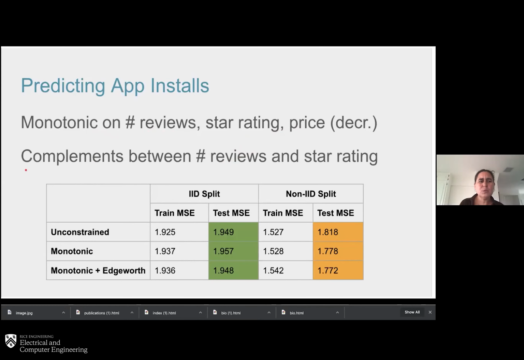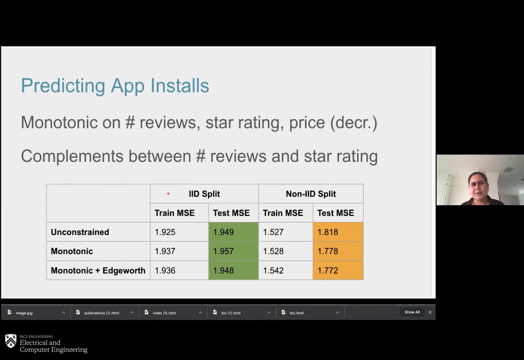And then additionally, we'll have this other line, monotonic plus Edgeworth. We're also constraining that the star rating and the number of reviews should be complements. So the star rating is basically an average, right? If you say, well, the star rating is 5, but there was only 1 review, we're not going to take that as seriously as a star rating of 5 with 100 reviews.